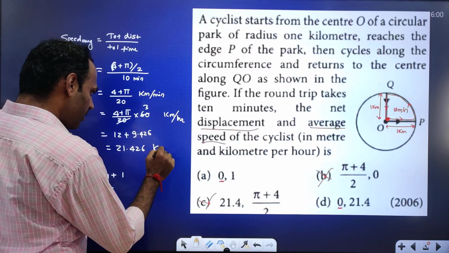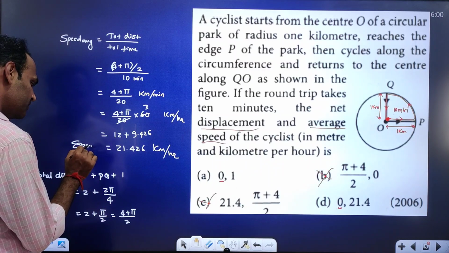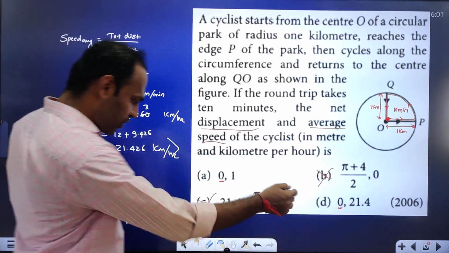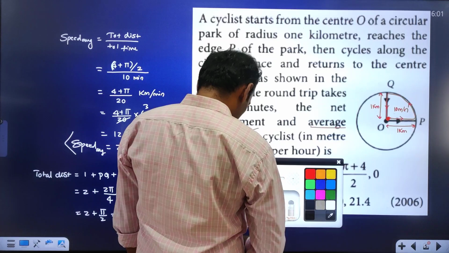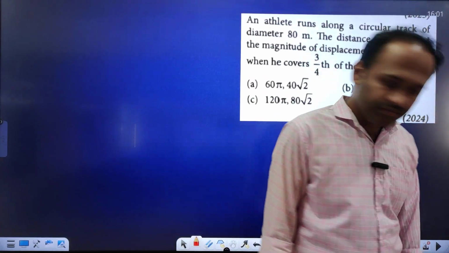21.426 kilometer per hour, right? So this much will be the average speed. What average speed did we get? This is the average speed, correct? So average speed 21.4 is here. So the right option is option D. Okay, let us go to the next question then.